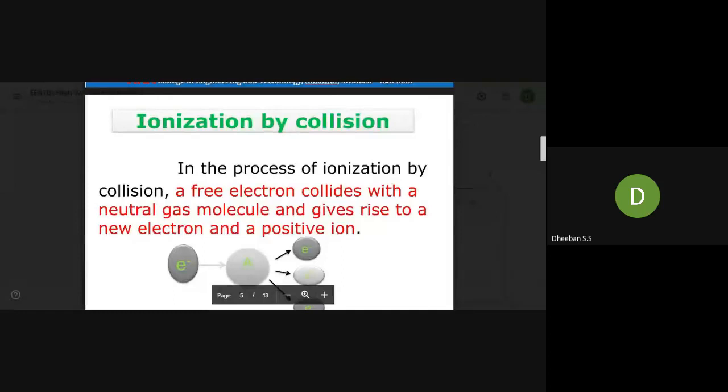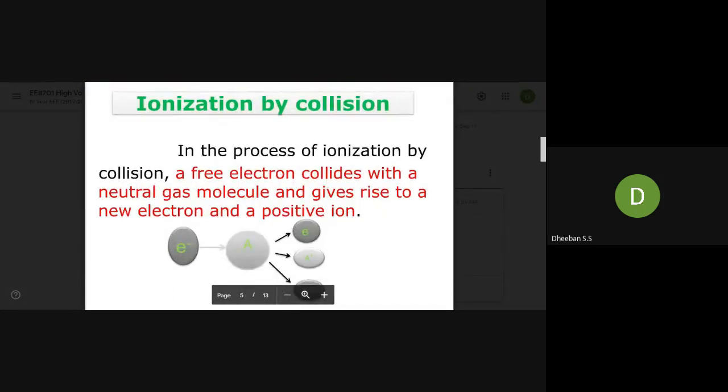First is the ionization by collision. So this is the normal conventional ionization process. If they are saying ionization process, by default they will be indicating this mechanism. In the process of ionization by collision, a free electron, e minus, collides with the neutral gas atom or molecule.